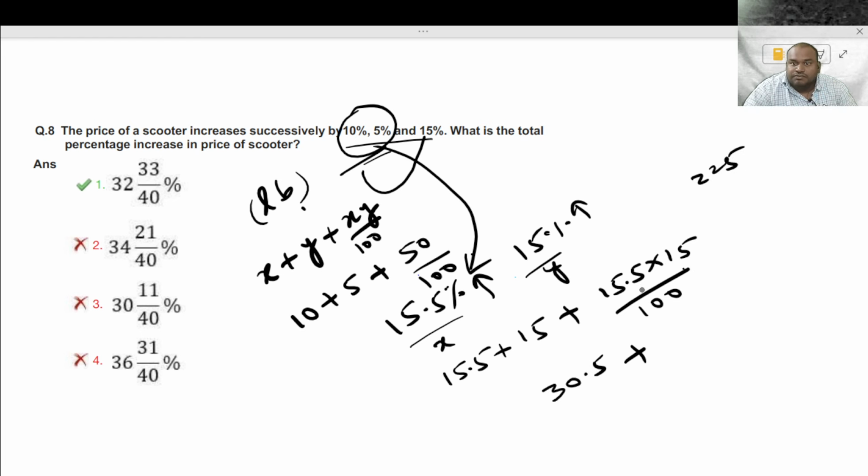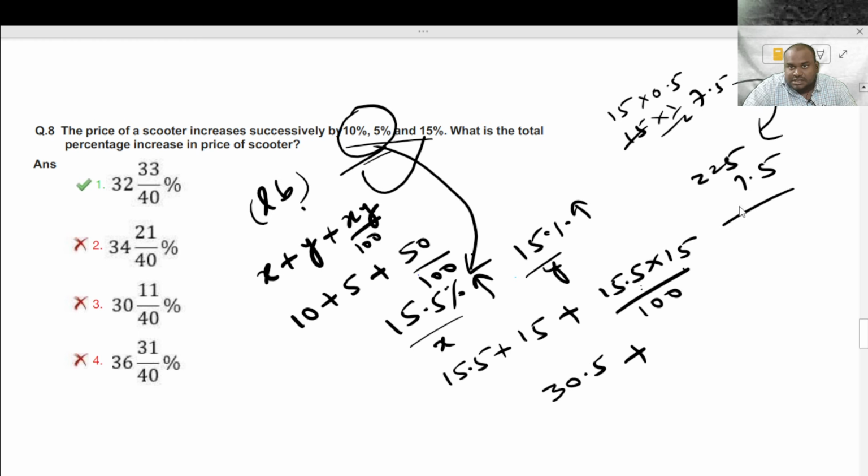So 15.5 gives 7.5, because it is half of 15. 15 into 0.5 is nothing but what? 15 into 0.5 means 15 into 1 by 2. So it is 7.5. So the same 7.5 I added. So it will be 225, and if you add 7.5 it is 232.5. But there is 100 below.